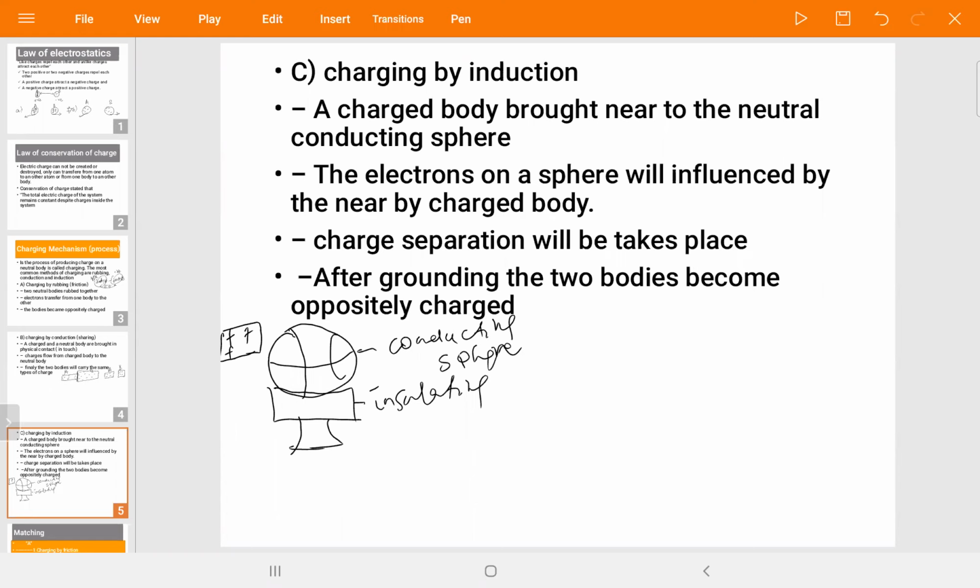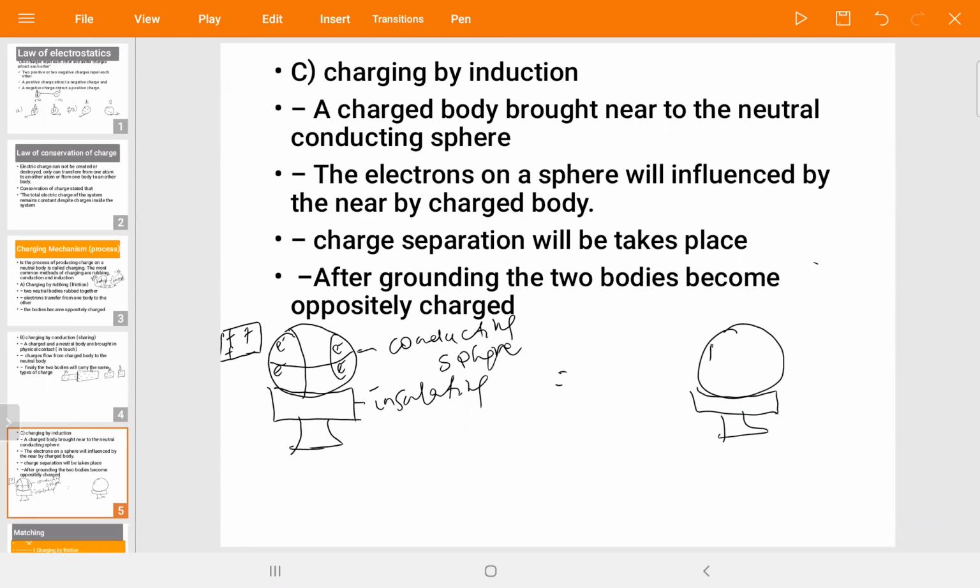There is an excess of delocalized electrons on the surface of the sphere. Then, due to the nearby charges, they will get a disturbance. Due to this disturbance, electrons on the left side of the sphere will migrate to the right side, leaving a positive charge on the left. The separation of charges will happen.